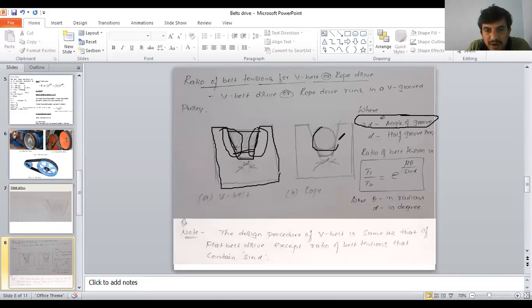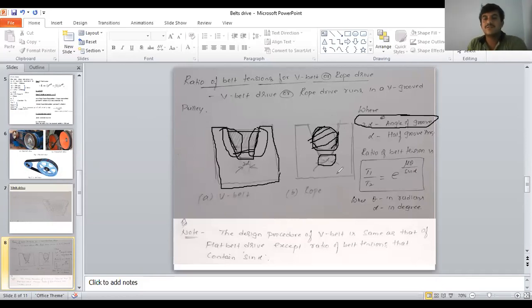Similarly go for rope belt, right? There's a circular cross section. Again, there also we use a groove pulley only. That's what is a groove pulley angle. It is 2 alpha. Angle of groove is 2 alpha. Here again, what is the contact surface? The circumference of the rope to the groove pulley on the sides.